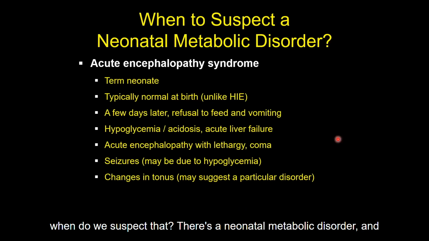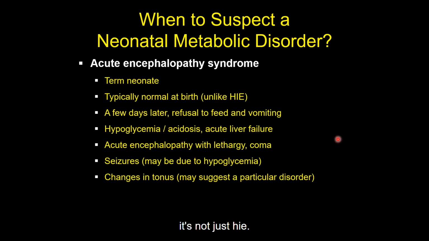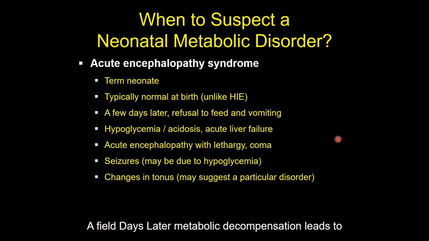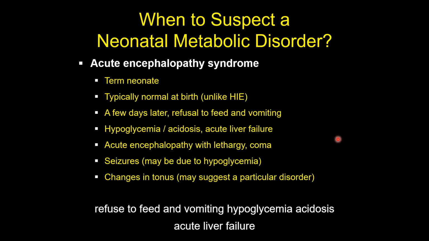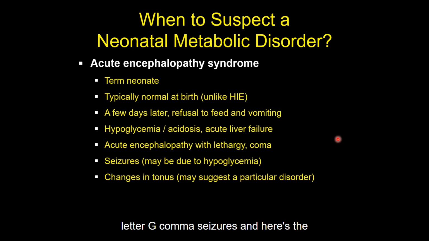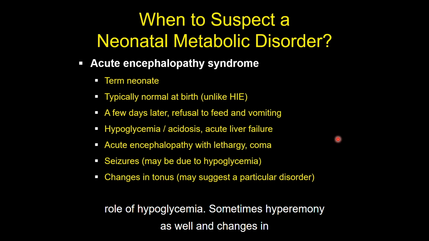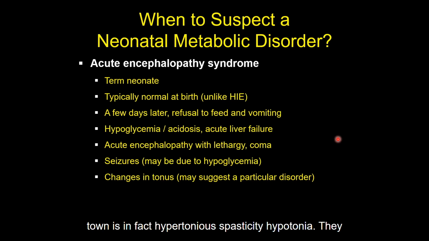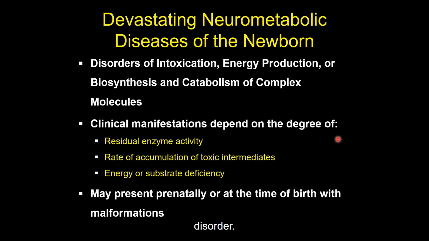So when do we suspect that there's a neonatal metabolic disorder and it's not just HIE? An acute encephalopathic newborn, usually at term, there's no correlation with prematurity, typically normal at birth, so you'll see normal Apgars. A few days later, metabolic decompensation leads to refusal to feed and vomiting, hypoglycemia, acidosis, acute liver failure, lethargy, coma, seizures, and here's the role of hypoglycemia, sometimes hyperammonemia as well, and changes in tonus. In fact, hypertonia, spasticity, hypotonia, they may all, or even alternating, may suggest a particular disorder.